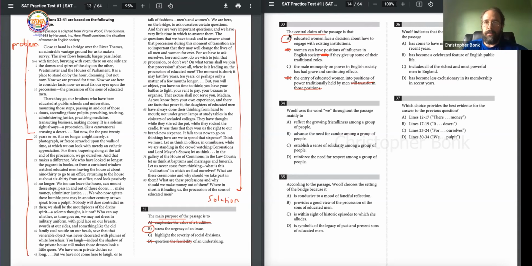34. So Wolf uses the word "we" throughout the passage, mainly to blank. This is somewhat vocab adjacent right here. It's not necessarily looking at just one line, but it is taking the contextual meaning of the word "we." In and of itself, "we" could be anything. It depends on who the speaker is. It depends on who the speaker is associating themselves with.